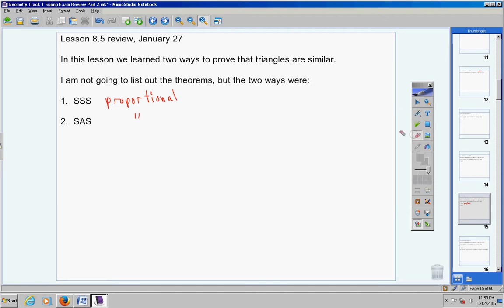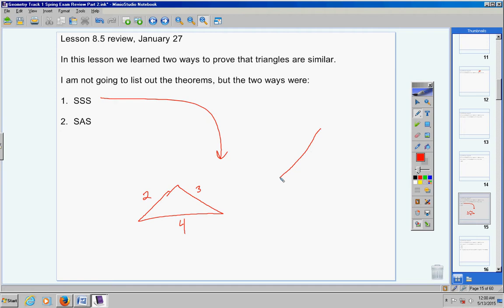Now, let me go over these a little better for you so you can see some pictures, okay? I would definitely write down these examples if I were you. I think these are very, very important to write down, so please copy these down. Let's say I have a triangle here that has lengths of 2, 3, and I don't know, 4, okay? And this triangle over here has lengths of, this is a pretty simple problem, 4, 6, and 8.